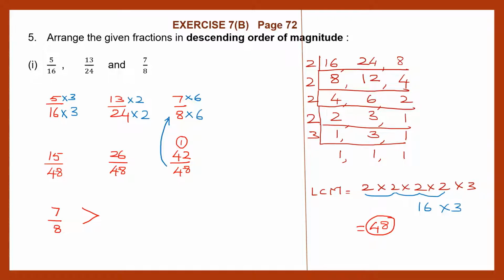Okay, let's look at the next two fractions. The numerators are 15 and 26. The greater one is 26. That means 13 by 24. 13 by 24 is greater than the last fraction, which is 5 by 16. So we've got our fractions. We have arranged them in descending order.